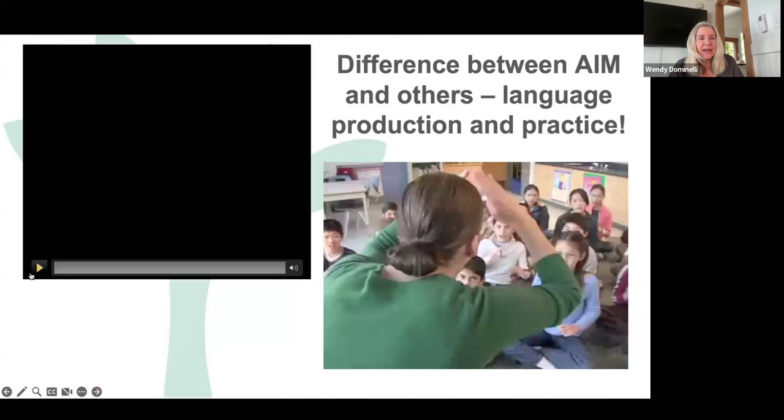So let's have a look at a classroom with a teacher who is not using AIM, but who is teaching French.